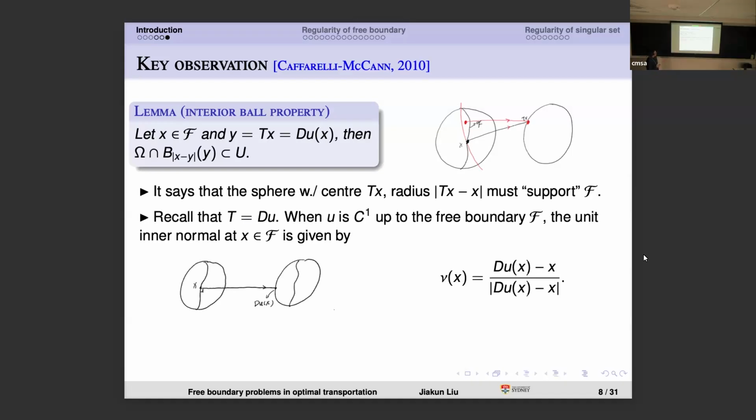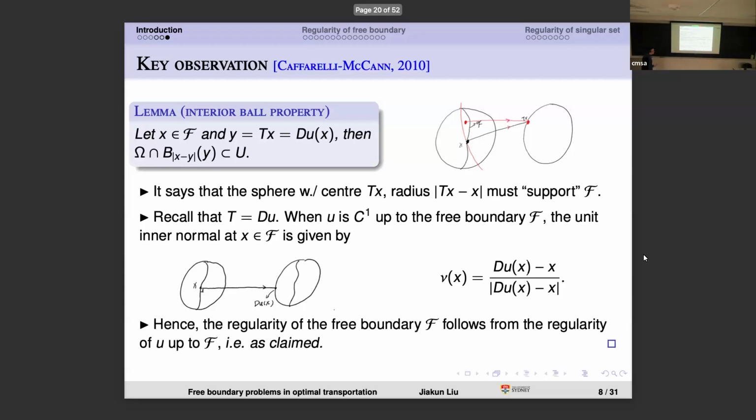Now, if the solution u is C1, what do we know? Because on the free boundary you have a supporting sphere on one side, the normal direction, assuming it's well defined, will be perpendicular to the free boundary. So that means the normal direction is exactly given by the gradient of u minus x, normalized. Gradient u is the target. So this vector gives you the normal direction.